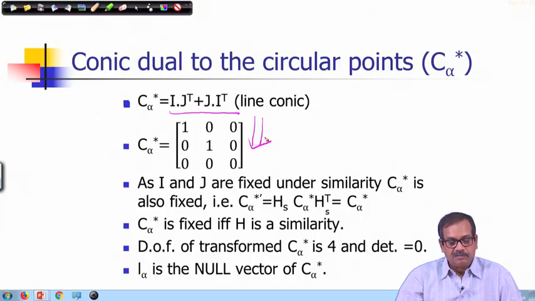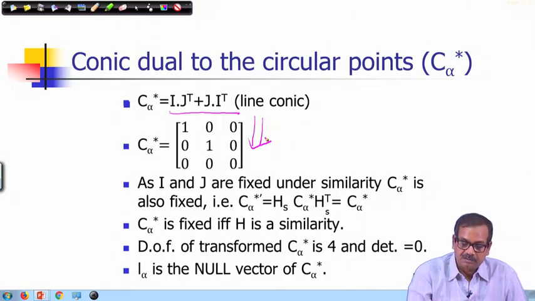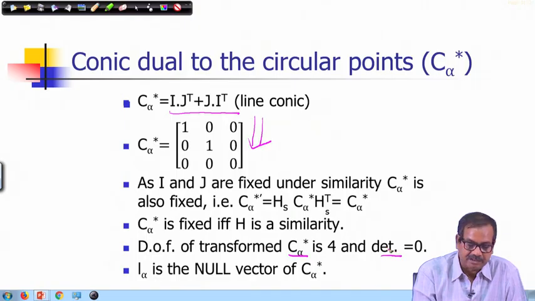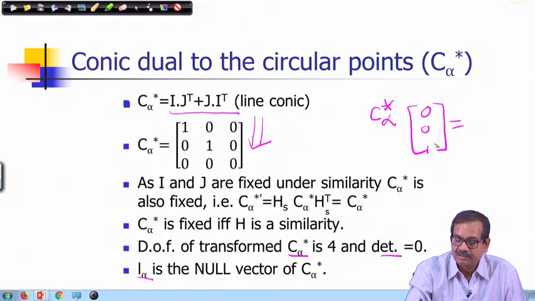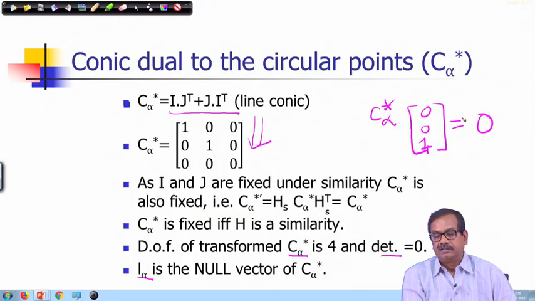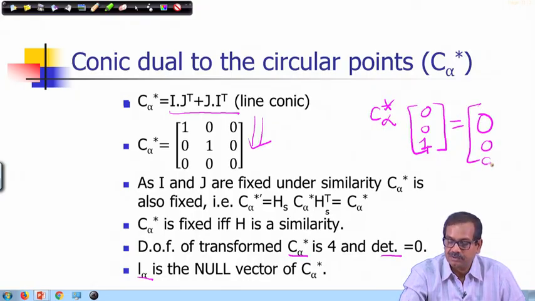And the degree of freedom of this dual conic at infinity is 4, and its determinant is equal to 0. That is another property of these dual conics. And the other thing is that the line at infinity is a null vector of this dual conic at infinity, because if I multiply the dual conic at infinity, as we can call it, with the line at infinity, you will get a 0 vector, which means it is 0 0 0.